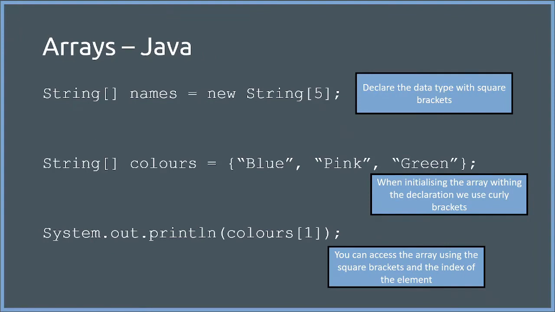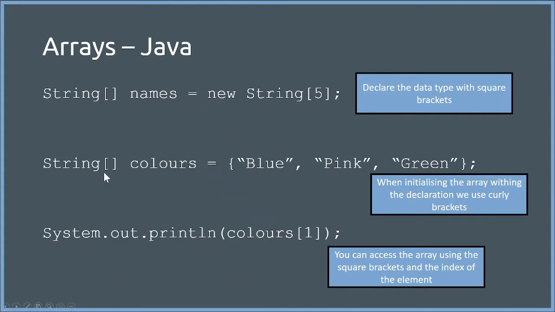If we have a look in Java, you can see it is practically the same. The only difference is that obviously I have declared the data type at the front here. You can see we use these square brackets when we're dealing with arrays. So I've got string, square brackets to show that it's going to be an array. Names is the name of my array, equals new string 5. So it's a blank array with 5 spaces.